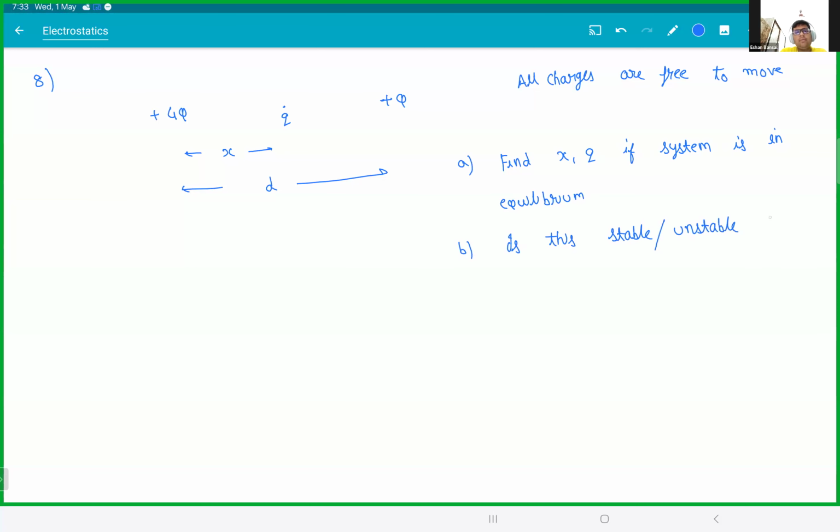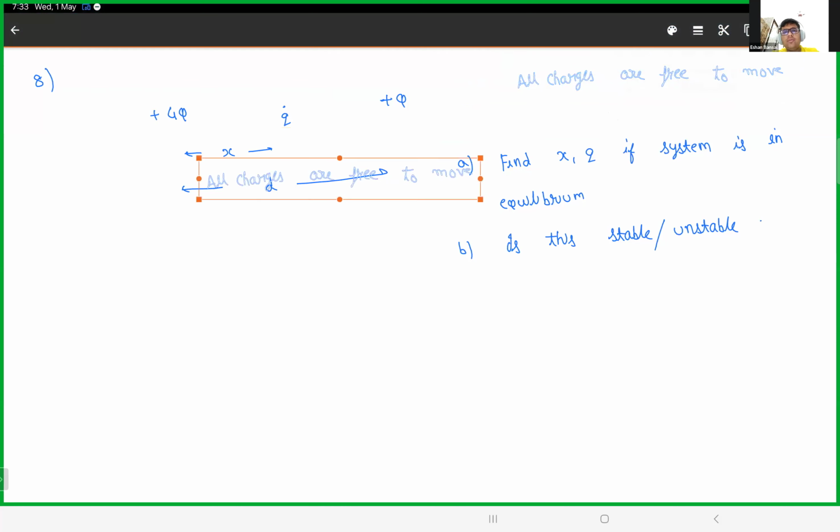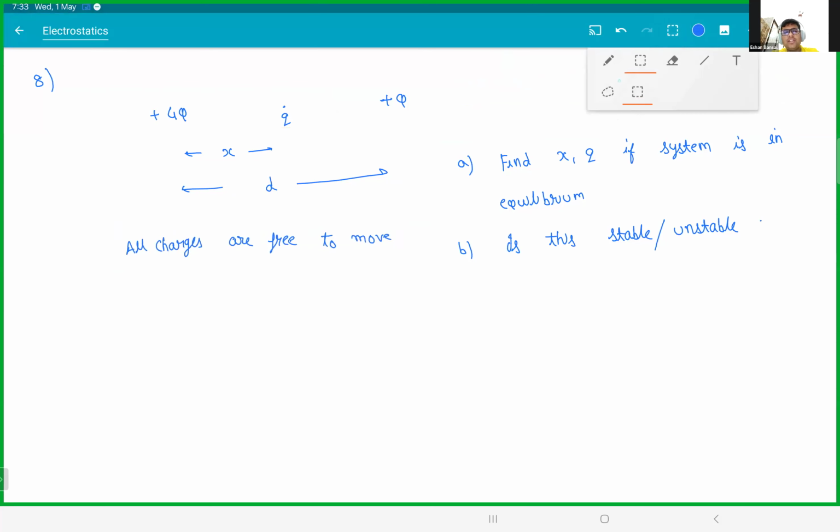So plus 4Q and plus Q are fixed now. No, all charges are free to move. Nothing is fixed. Are they free to move in all dimensions, or just along their own dimension? Free to move just in one dimension. In the exam they'll give that much only. Free to move, that's it. If that is the case, they'll mention it. Don't worry. They're free to move only along the x-axis.